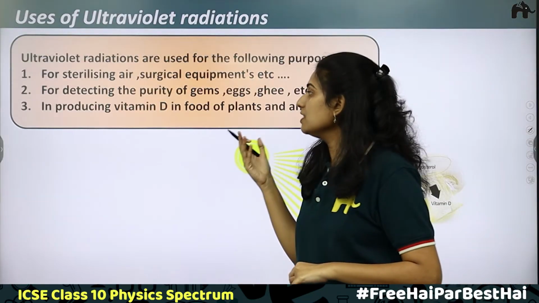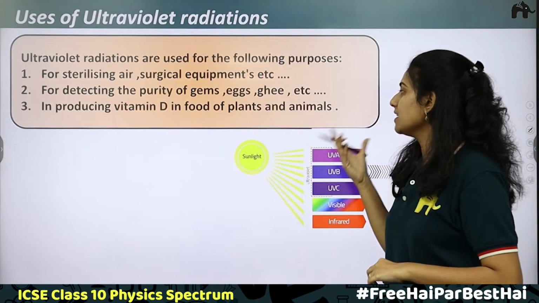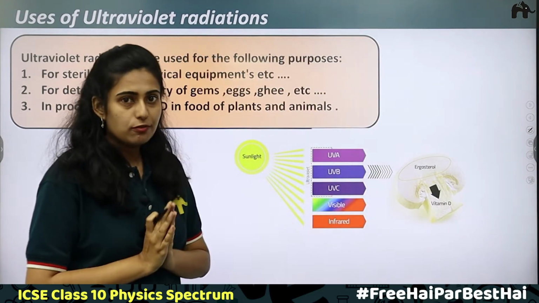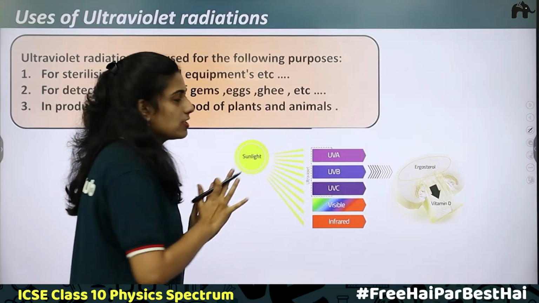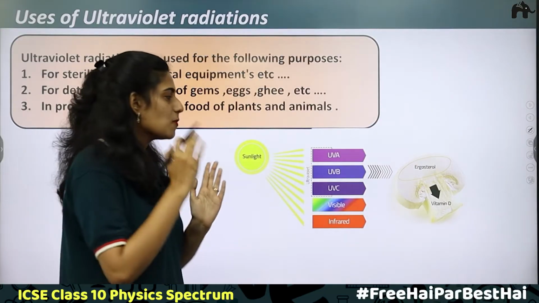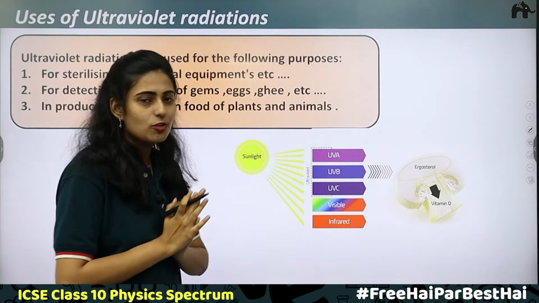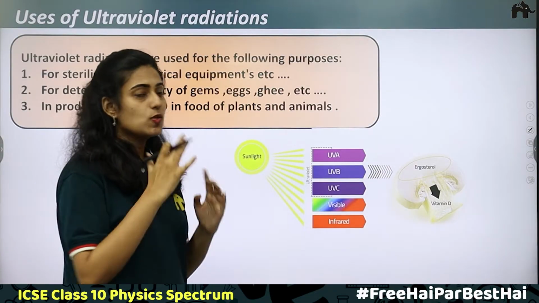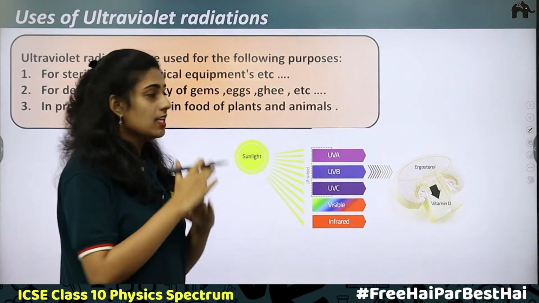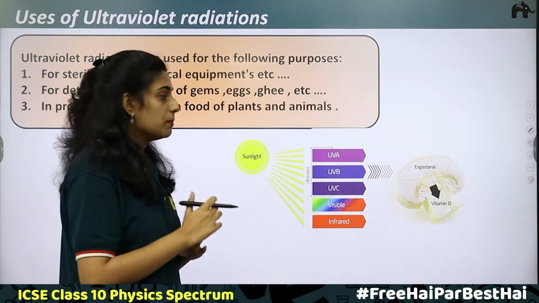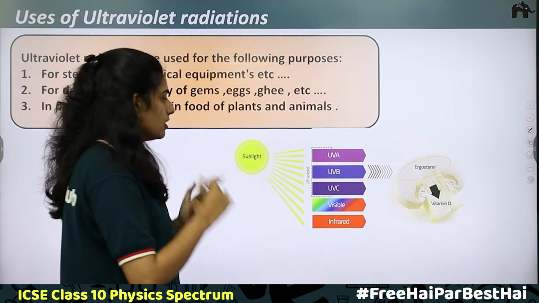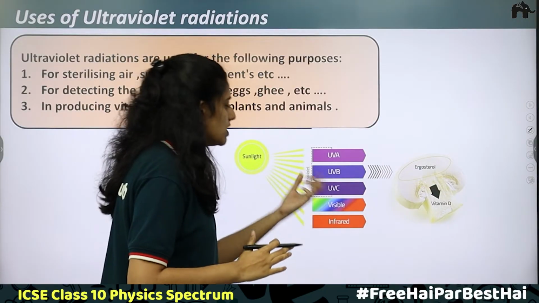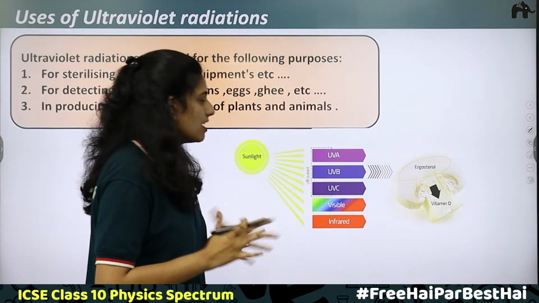Next, in producing vitamin D in food of plants and animals. We know sunlight is used by plants to prepare food. We know the process of photosynthesis in detail, from small classes we are studying. What happens in photosynthesis? Green plants absorb sunlight, and using carbon dioxide, water and chlorophyll, they prepare food. For this, the sunlight contains infrared radiation, visible light and different ultraviolet radiation.